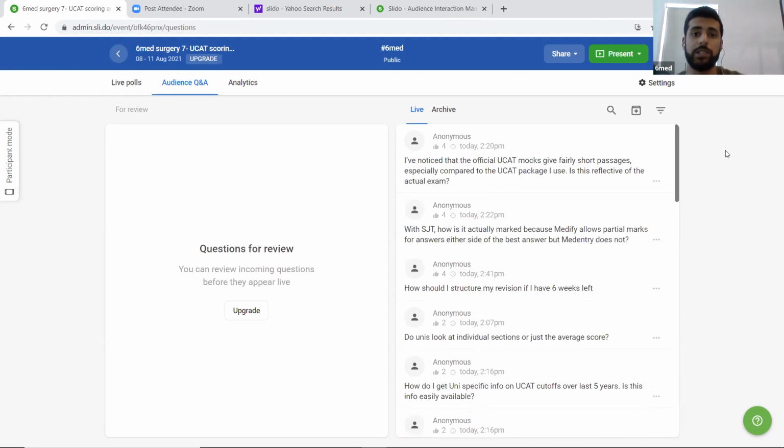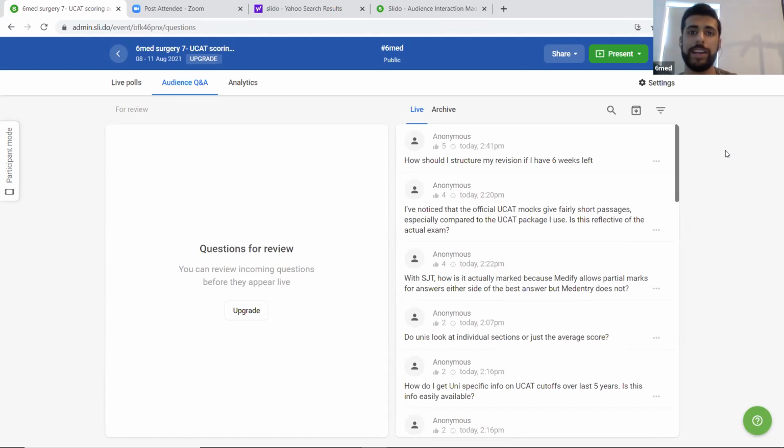Although my approach to revising for both wasn't really good, as I've mentioned before. There weren't really many resources out there that weren't astronomical in price, and I didn't approach it as well as I maybe could have. But I noticed that the official UCAT mocks give fairly short passages, especially compared to the UCAT package I use. It's reflective of the actual exam, which is quite variable in passage length. That's one of the things that can help you in VR: if there's one with a super long passage, it might be worth skipping that straight off the bat.